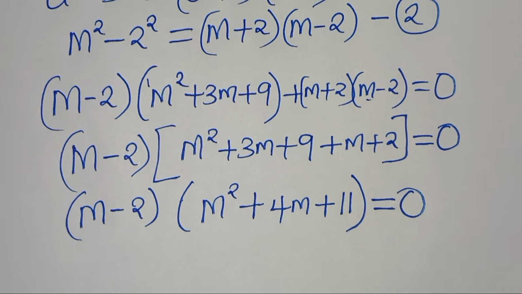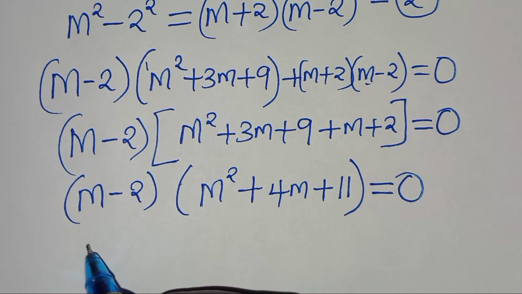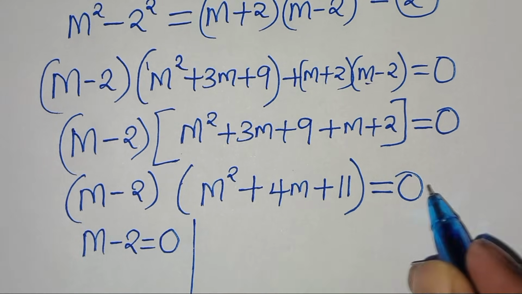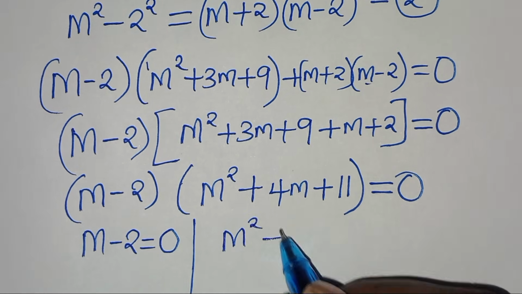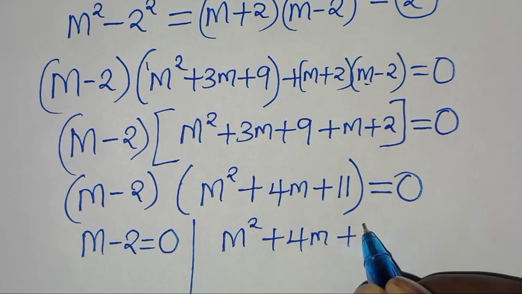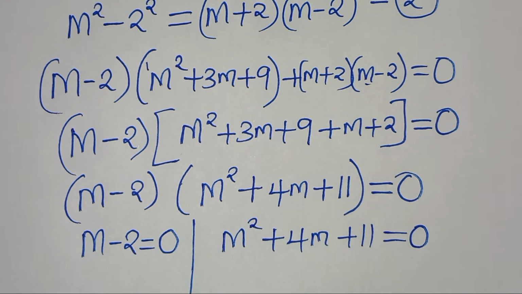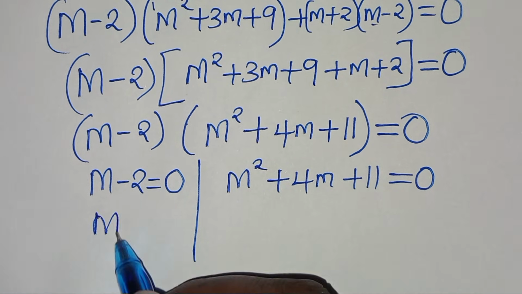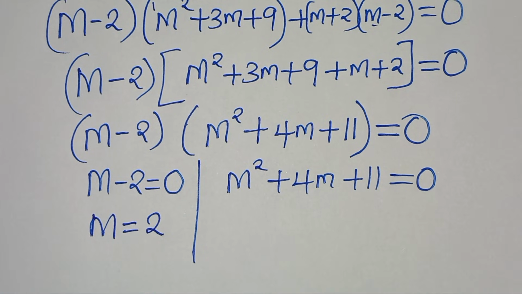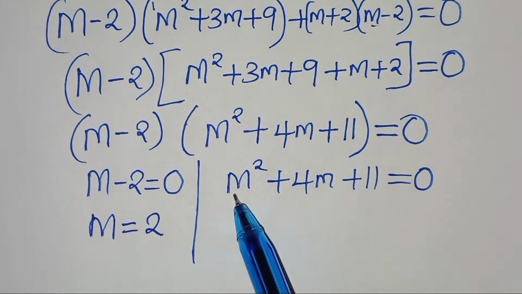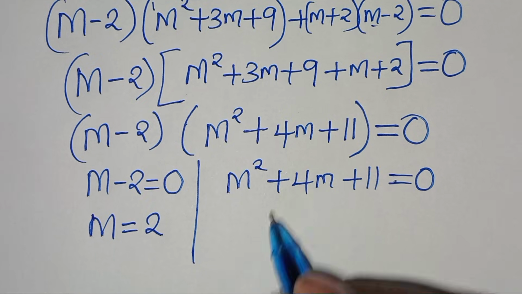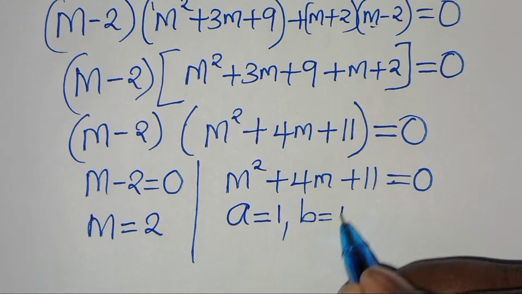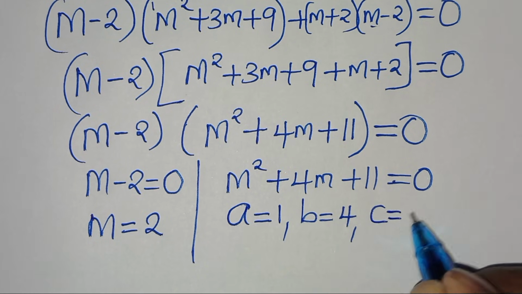Now, we have got two parts here. The first part is m minus 2 equal to 0. The second part here is m to the power of 2 plus 4m plus 11, this is equal to 0. From the first part here, we have that m is equal to 2. Now, if we check the second part here, this is a quadratic equation where we have a is equal to 1, b is equal to 4, and c is equal to 11.